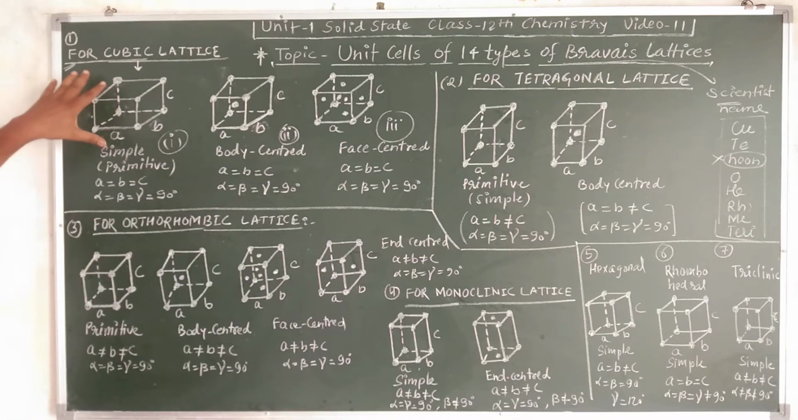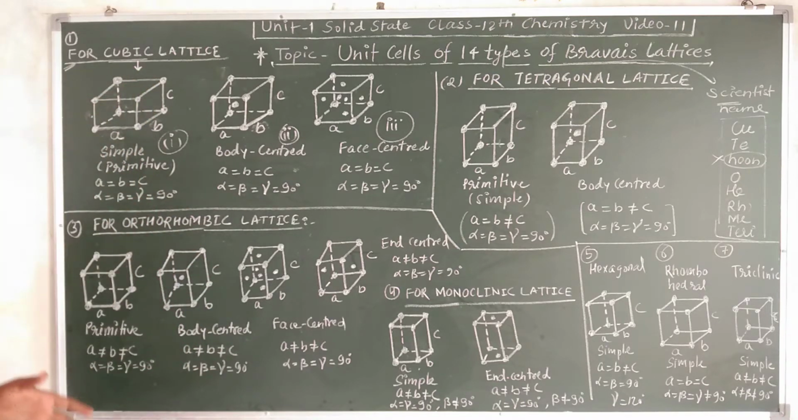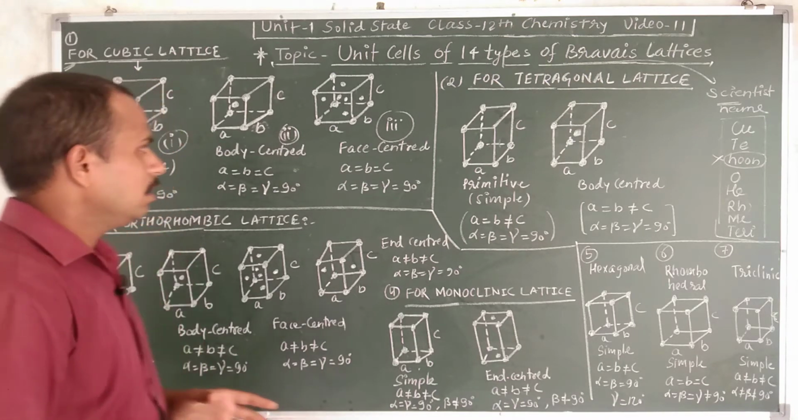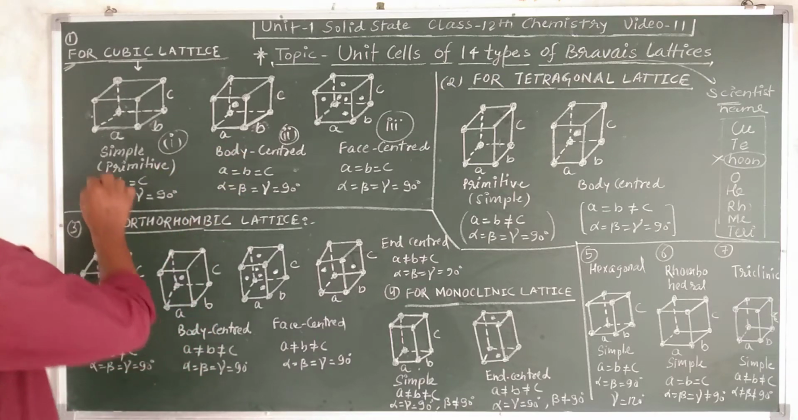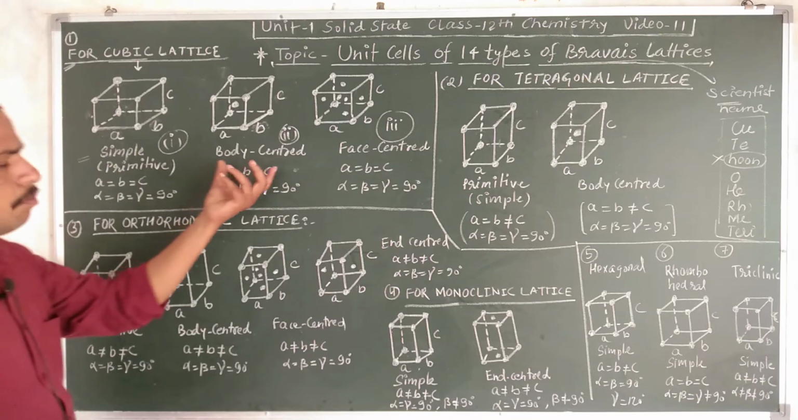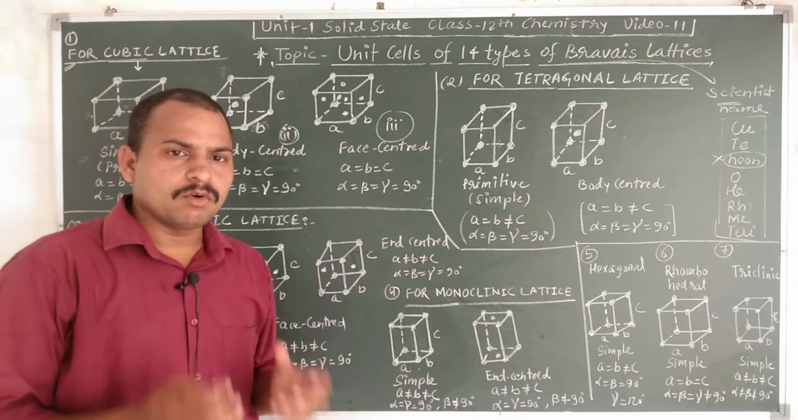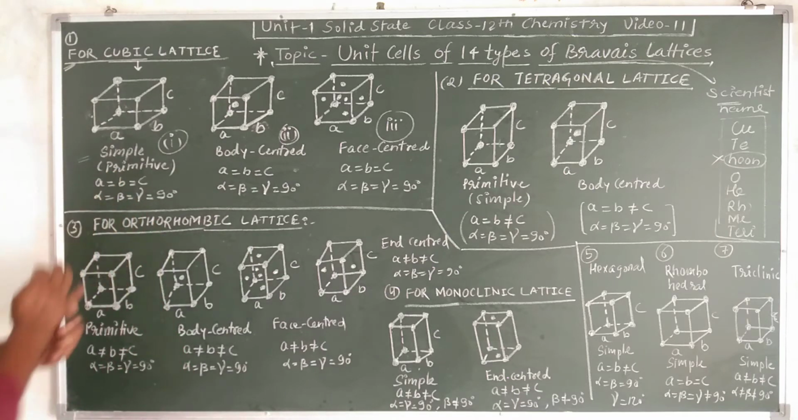In cubic lattice there are 3 variations. First is simple cubic, second is body centered, and third is face centered. So what is simple cubic?